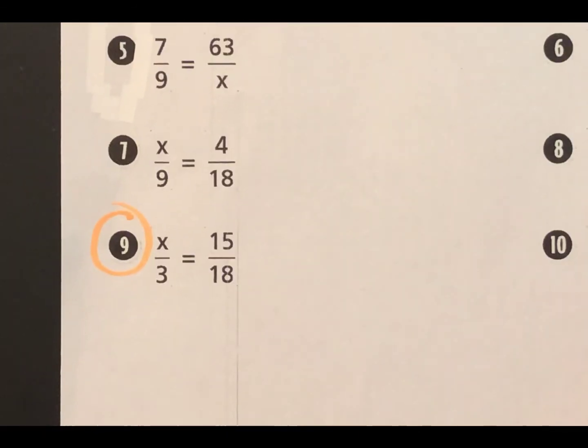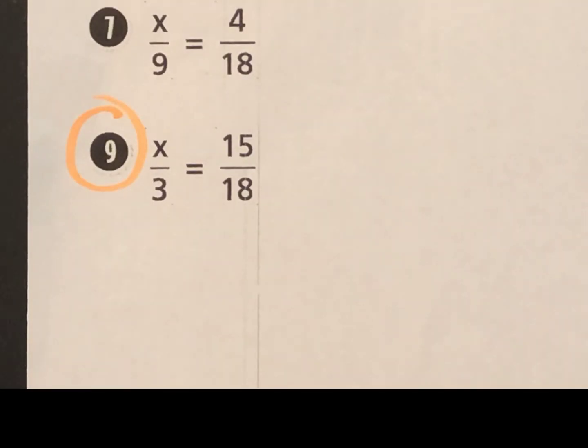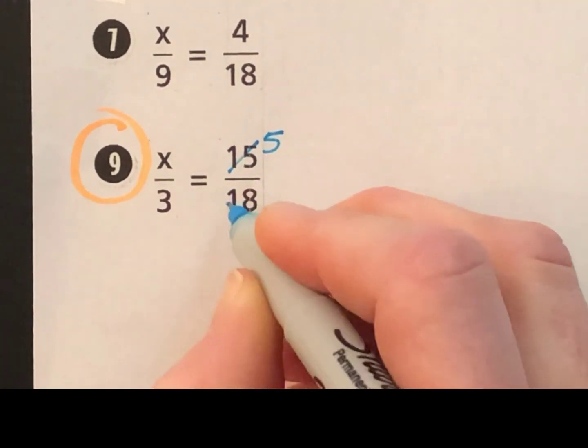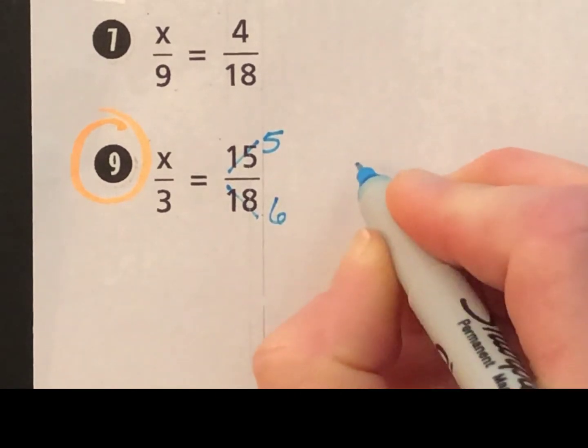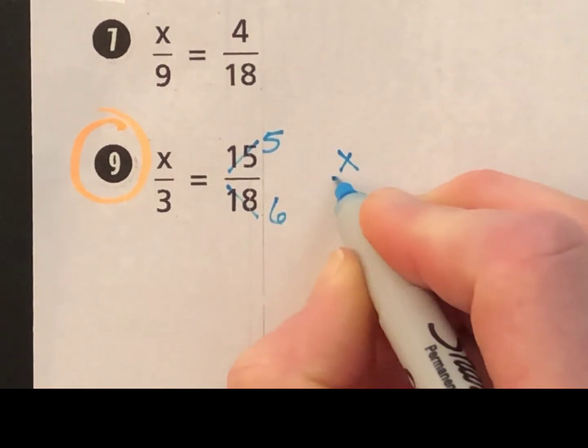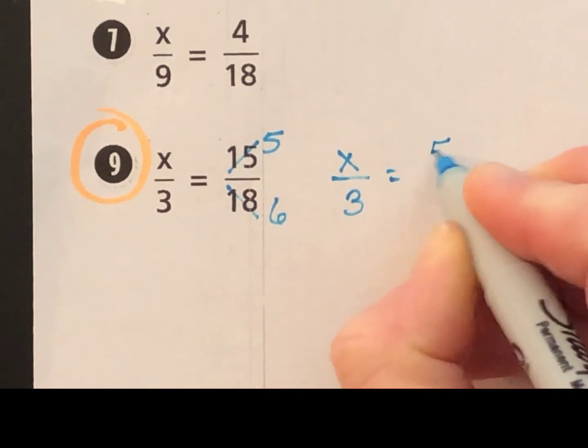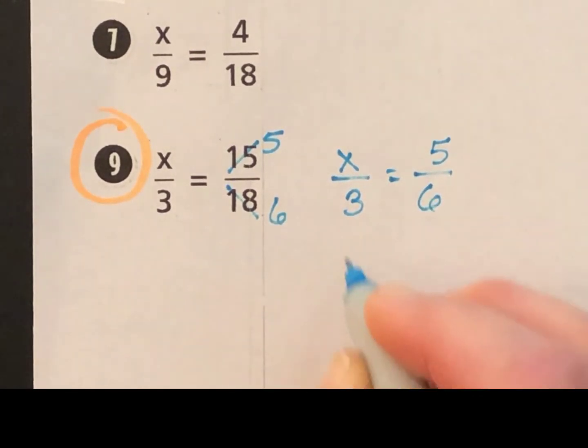Now the last one, number 9, I just kind of randomly picked some of these. I am going to reduce by 3. 15 divided by 3 is 5. 18 divided by 3 is 6. So then my new ratios are x over 3 equals 5 over 6. So you can tell pretty easily how to do that.